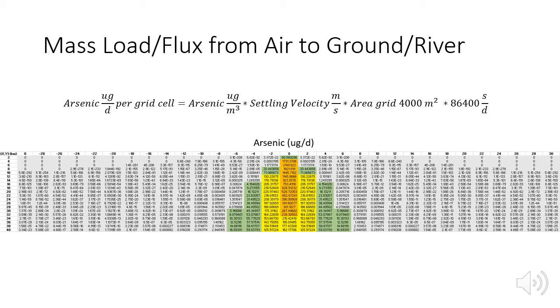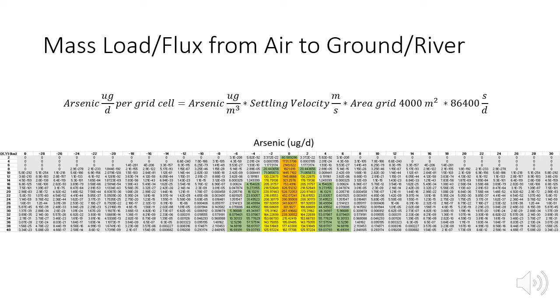So here I've calculated mass load of arsenic from the air to the ground or surface water. And I did this by using the equation shown. I took the arsenic concentration that I calculated from the Gaussian plume equation and multiplied it by the settling velocity, which I'll go over in the next slide, and then multiplied it by that grid cell's area, which is 4,000 square meters for each grid, and then just corrected for time.